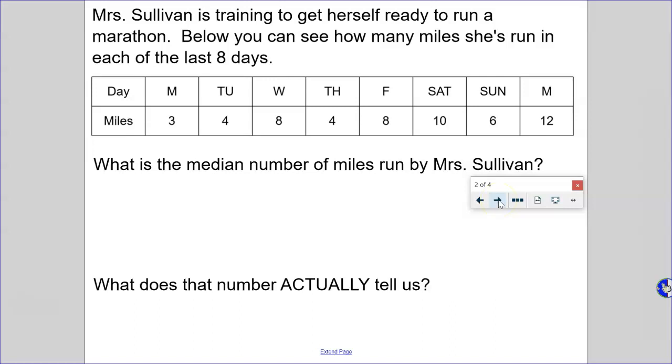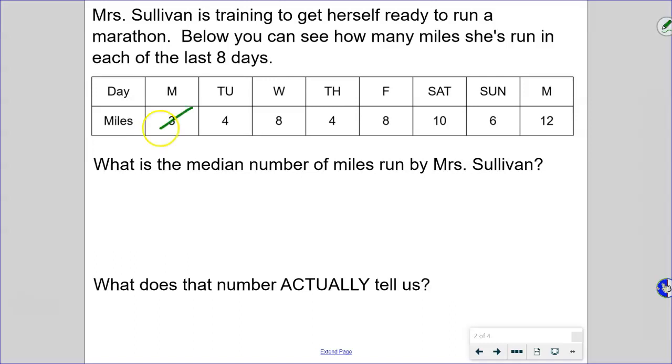This time, we've got Mrs. Sullivan. She's training to get herself ready to run a marathon. Below, you can see how many miles she has run in each of the last 8 days. So, this is pretty self-explanatory, I think. The question we are being asked once again is, what is the median number of miles run by Mrs. Sullivan? So again, I'm going to take these numbers and reorder them from least to greatest.